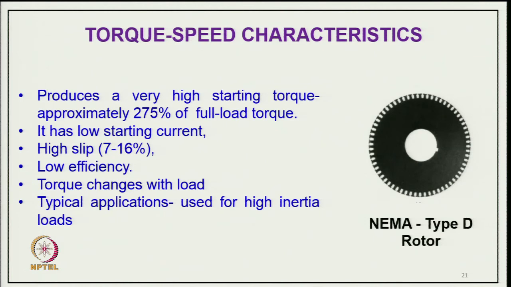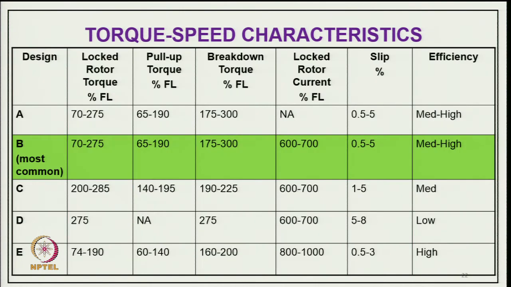And type D produces very high starting torque, approximately 275% of full load torque. It has a high starting current, and a high slip of 16 to 17% at full load. Certainly, efficiency is sacrificed, and torque changes with the load. A typical application is a higher inertia load.